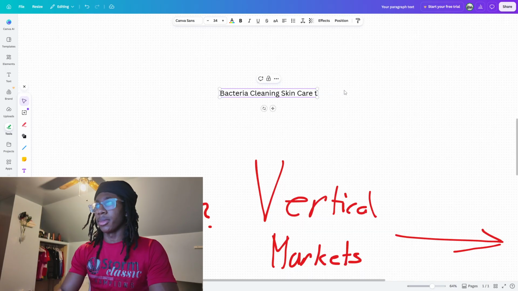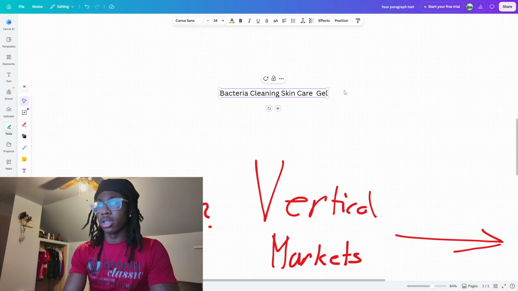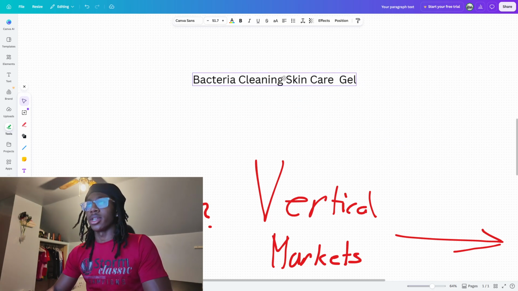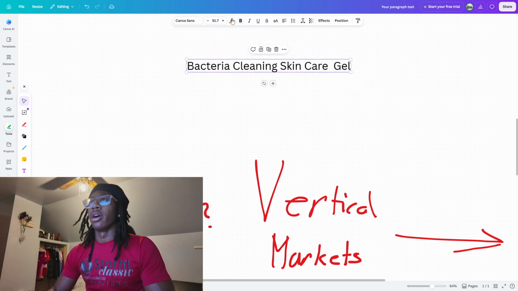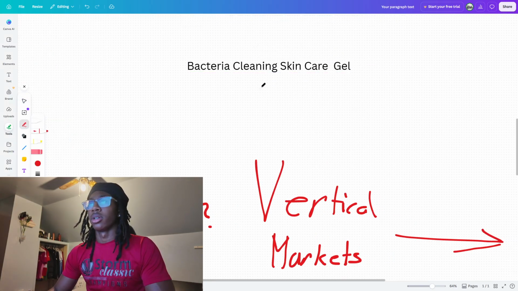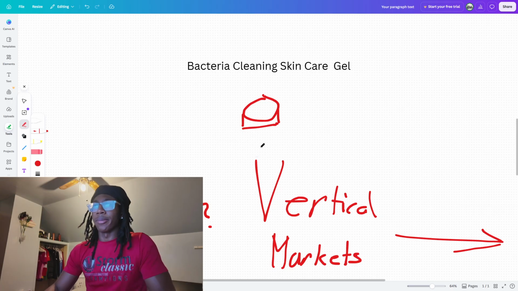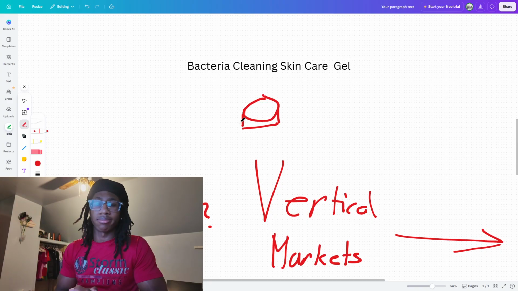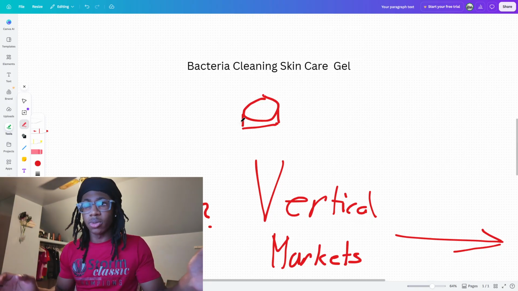Instead of product, I'm just going to say gel. So say this is what is on your ad. Say you have your product, and I'm going to draw it under here, a little thing. Okay. So say this is your product: bacteria cleaning skincare gel. I don't know if that sounds right, but whatever.